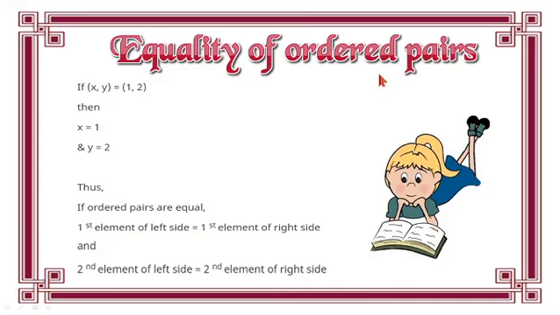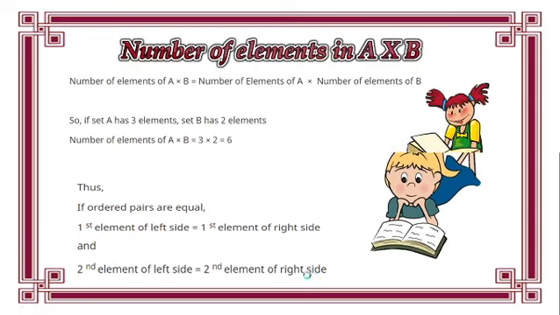Now equality of ordered pairs. If two ordered pairs are equal, like x y is equal to 1 2, it means we know very well that x is equal to 1 and y is equal to 2. So thus if ordered pairs are equal, it means first element of left side is equal to first element of right side and same with second element of left side is equal to second element of right side.